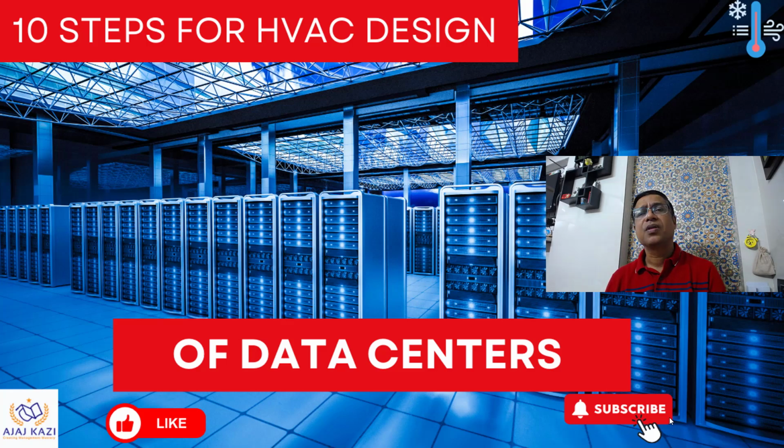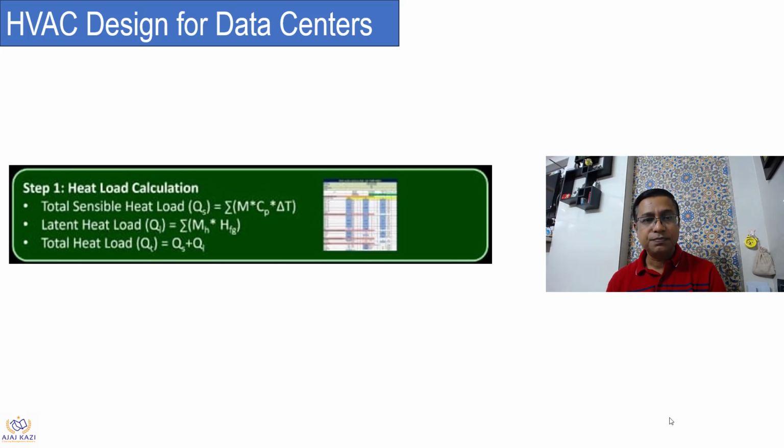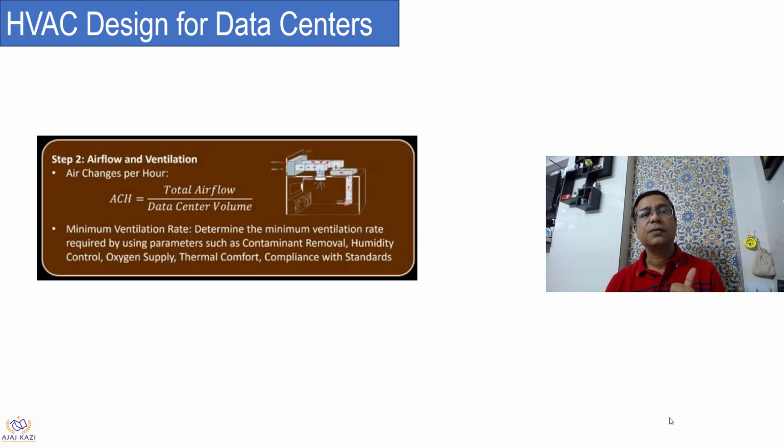What are the 10 steps for HVAC design for efficient data center operation is what we are going to look at in this video. There could be more steps, but let us look at 10 steps. One of the important aspects in a data center is heat load calculation. In a data center, the major source is sensible heat. The latent heat is less, but if it is there, we need to calculate, and we should be very clear about the total heat load, sensible plus latent. Sensible plays a very, very important role in a data center.